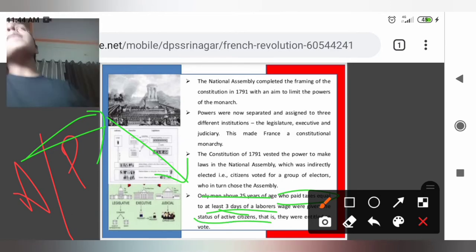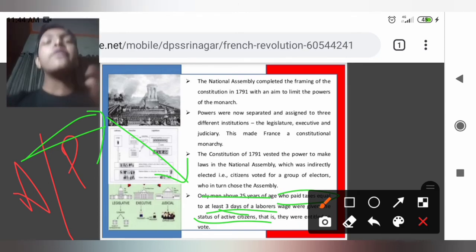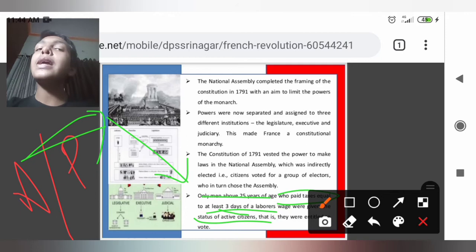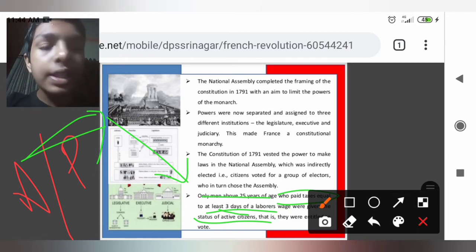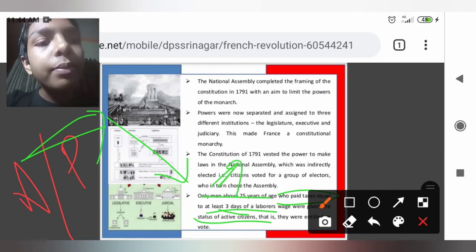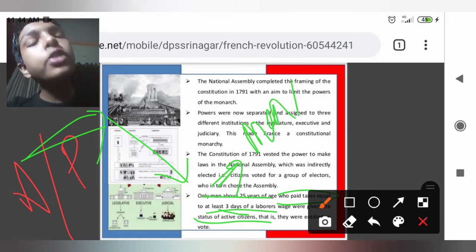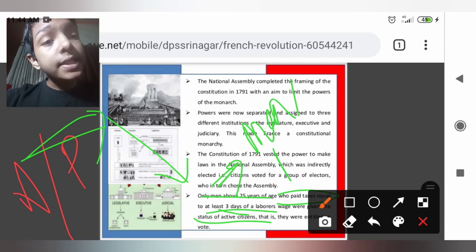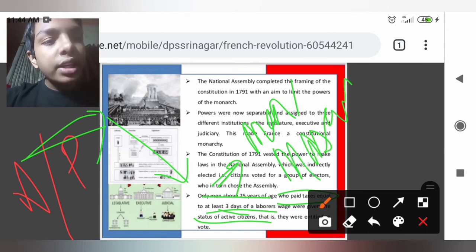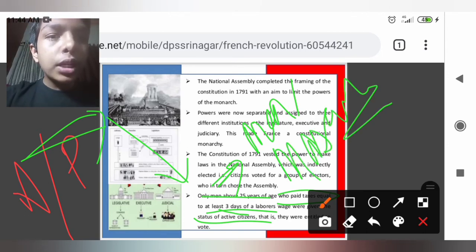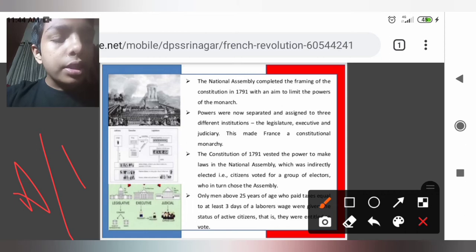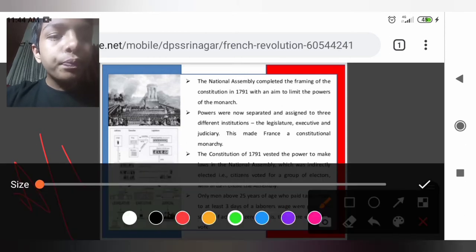So this question comes basically for 3 to 4 marks, that differentiate between active and passive citizens. So these are 3 points you need to write for the active citizens. And add one more, they were only men, or you can say the masculine gender. Okay, then coming up to the next. Now we are going to come up to the women section.